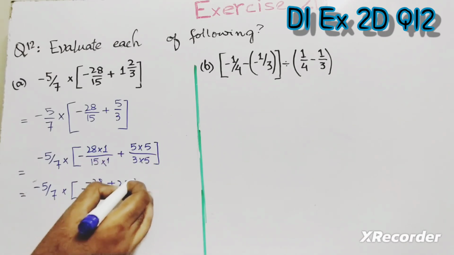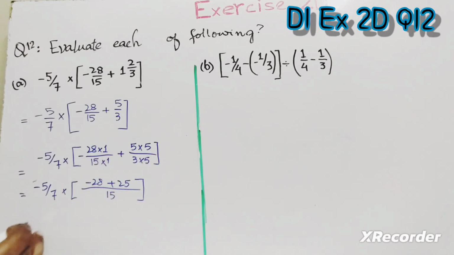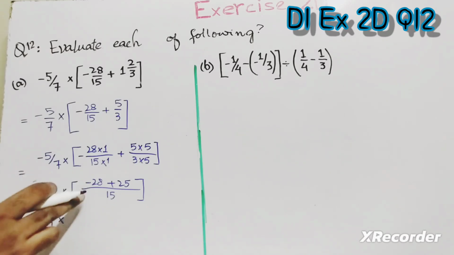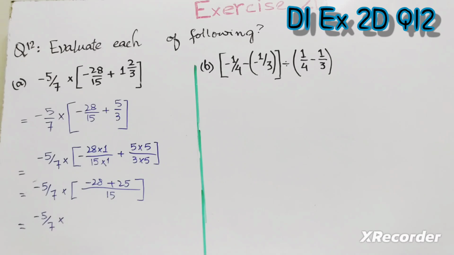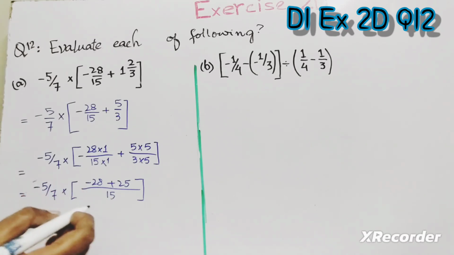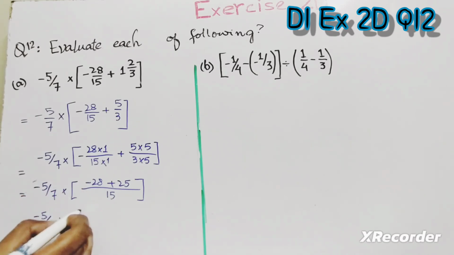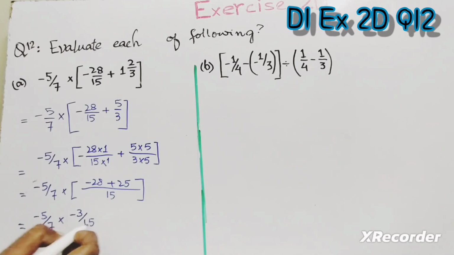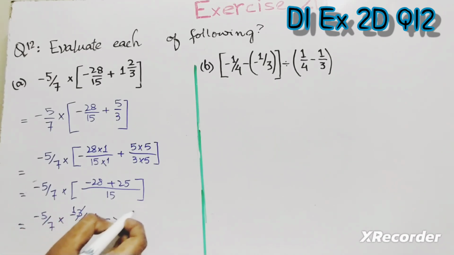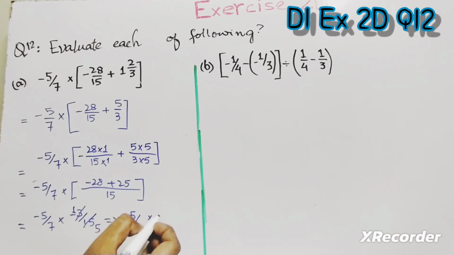25. Minus 5 upon 7 multiplied by minus 28 plus 25, what we get is minus 3 upon 15. And when we cut this 3 with 15, 3 times 1 is 3, 3 times 5 is 15, so what we get is minus 5 upon 7 multiplied with minus 1 upon 5.